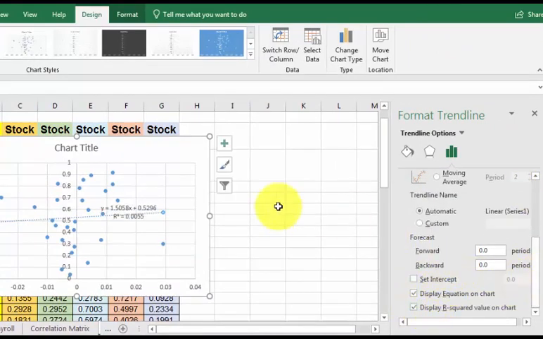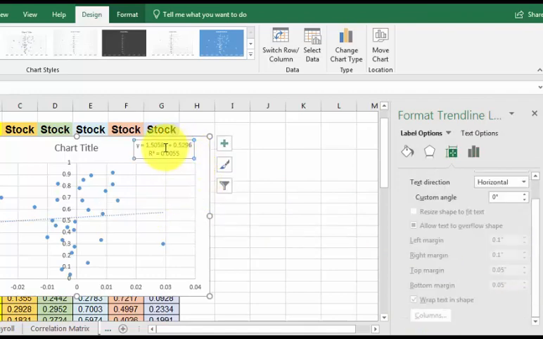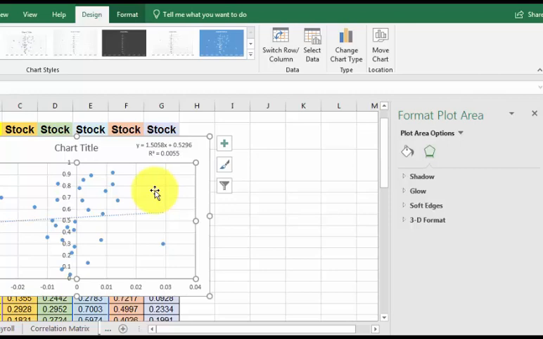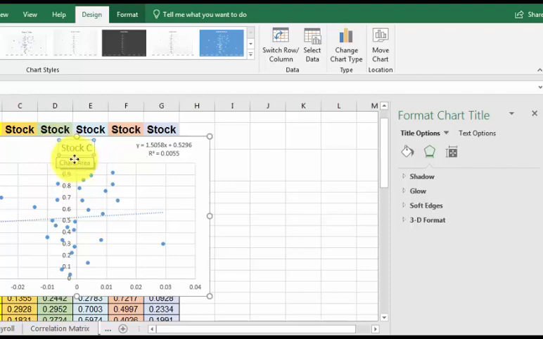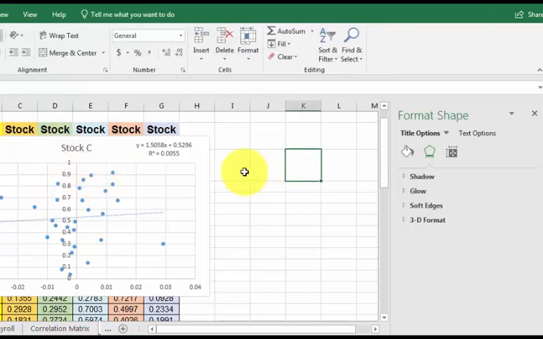Display R squared. Now if you take the square root of R squared, it gives you R. That's the actual correlation of these points, but that's not the same as this number. So stock C is much more volatile, right? It's 1.50, which is greater than 1. So that means stock C is more volatile than the S&P. In other words, stock C is riskier than the big 500.